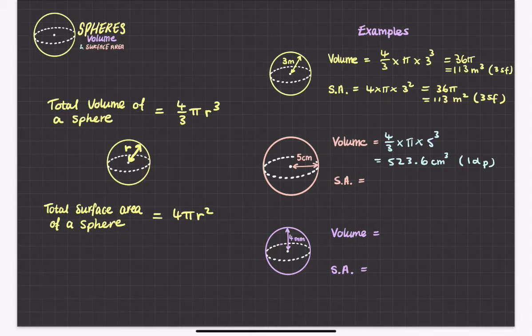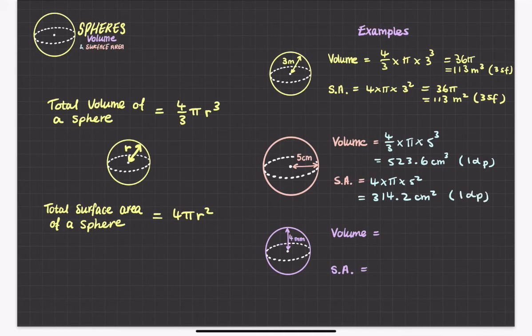The surface area, so we're going to do 4 times pi times the radius squared, so times 5 squared, so 4 times pi times 5 squared. That gives me 100 pi, or if I round that, 314.2 centimeters squared, and here I've rounded that again to 1 decimal place.